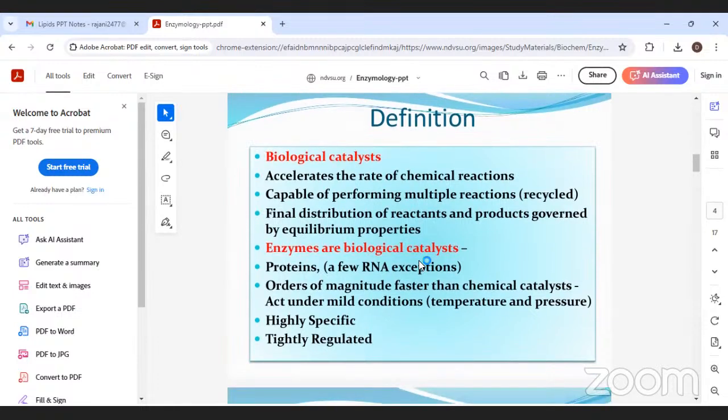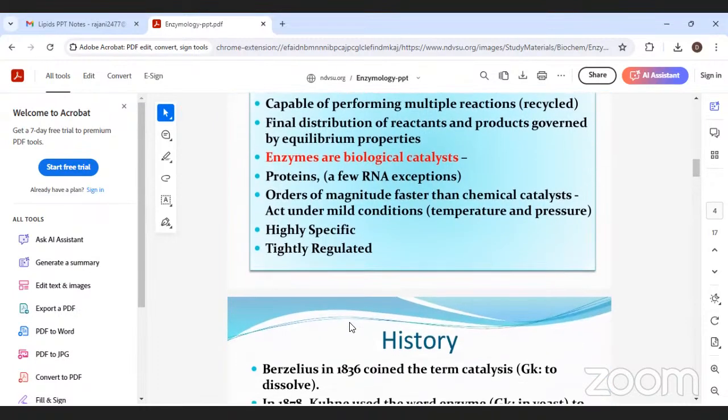Enzymes are biological catalytic proteins. All enzymes are proteins, with a few RNA exceptions. They are orders of magnitude faster than chemical catalysts, act under mild conditions of temperature and pressure, and are highly specific and tightly regulated.